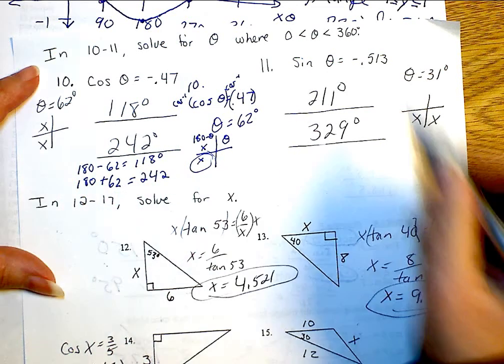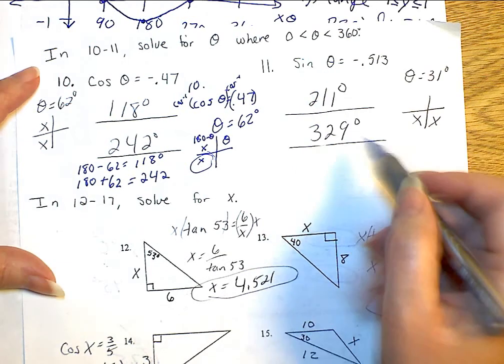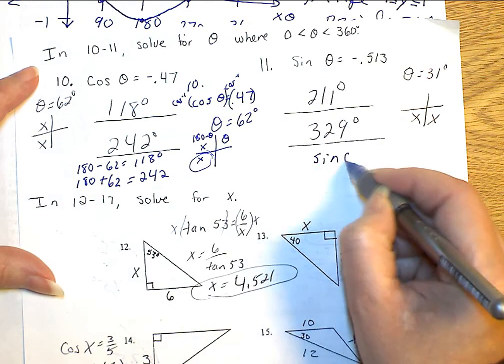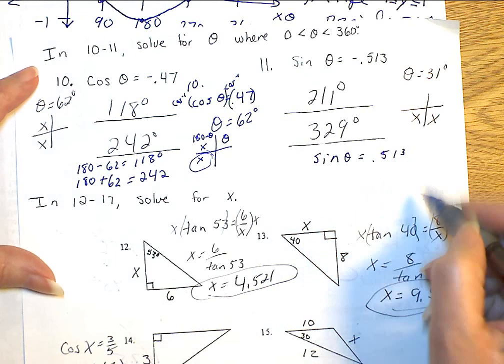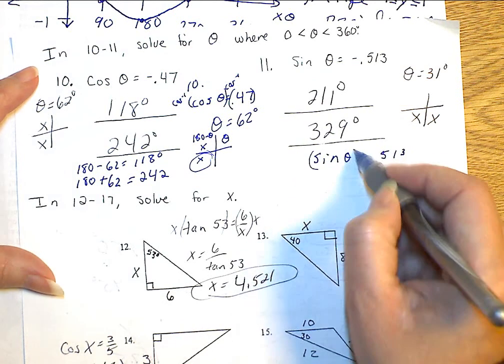So on 11, make sure you go sine theta is equal to your 0.513. Then you take your inverse.